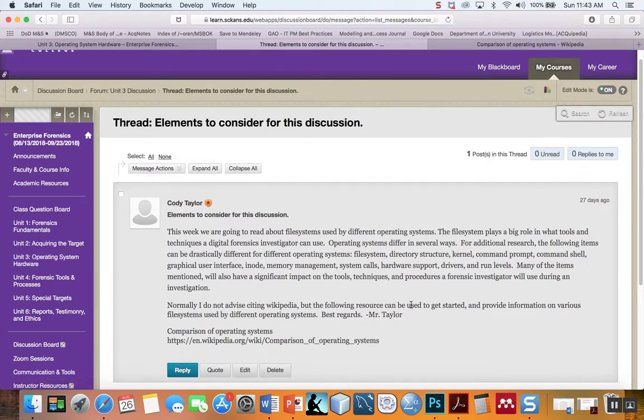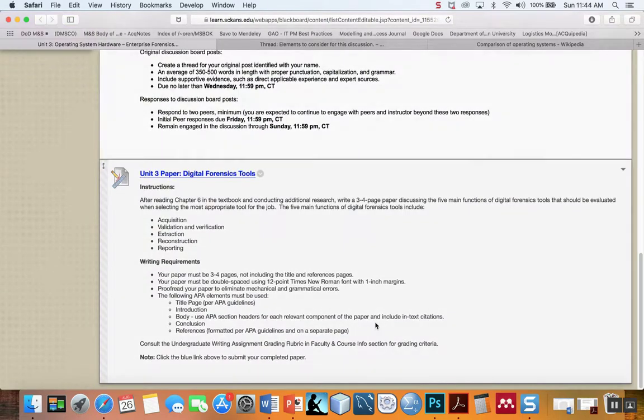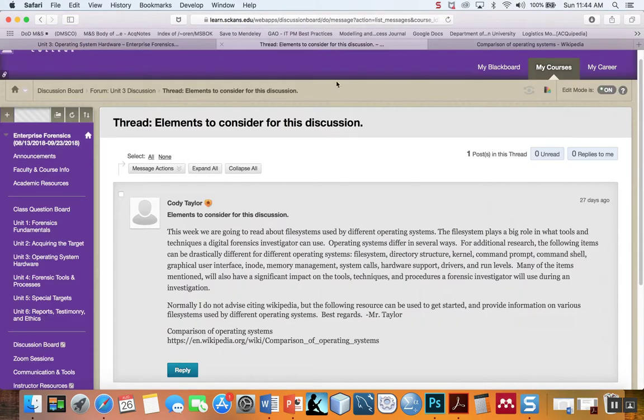Okay, so I'm going to switch over now to the Blackboard shell. Here is Unit 3. We're going to have one discussion and one assignment this week. All right, so in the discussion, I provided some elements to consider.